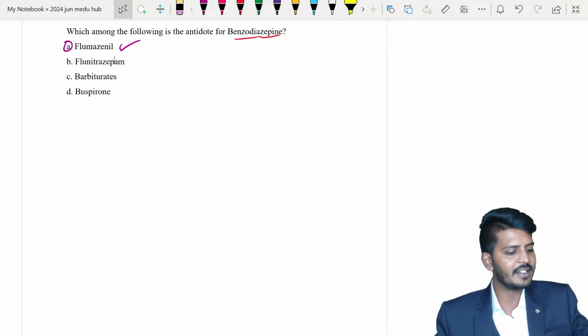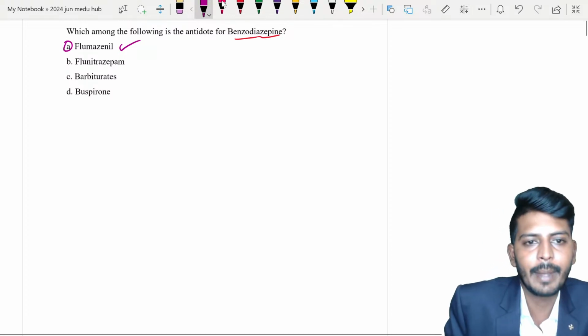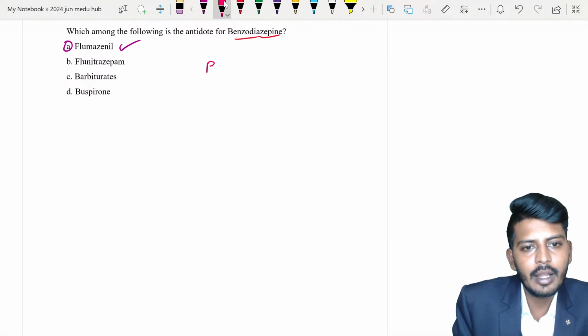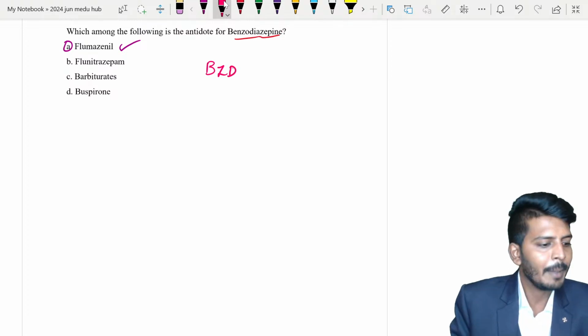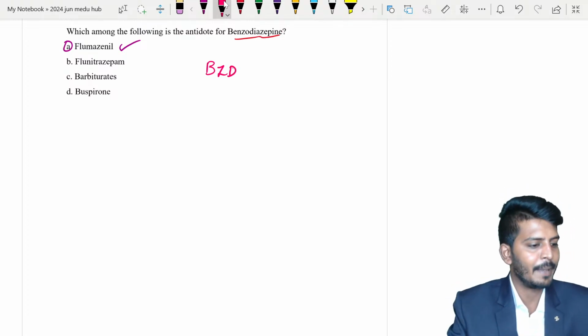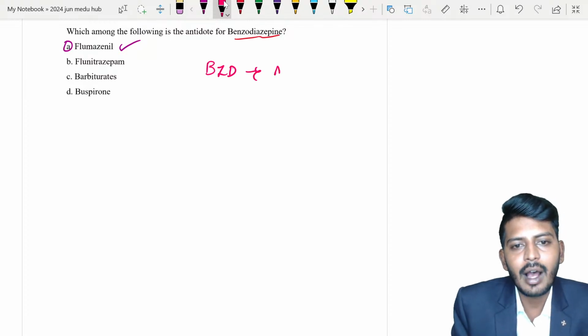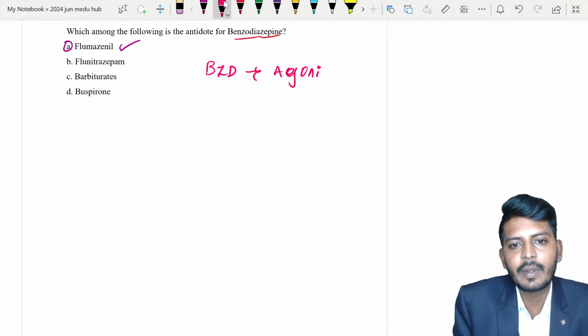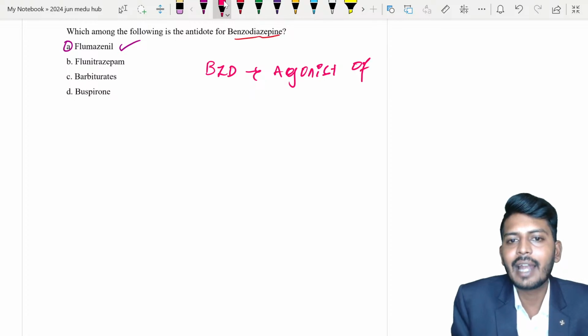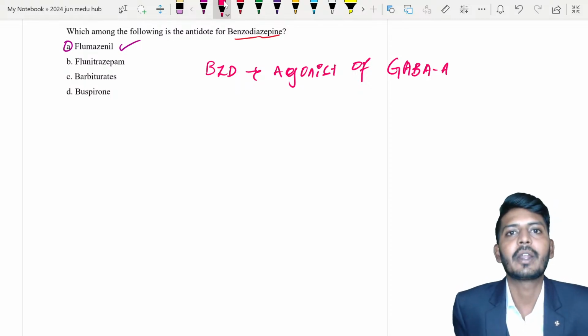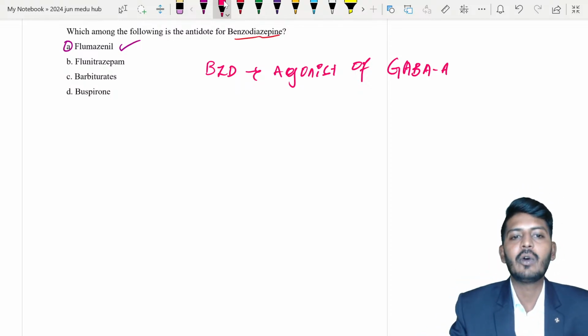Okay, so for benzodiazepine overdose, what all we need to remember. The first and most important: all the benzodiazepines, BZD, are agonists of which receptor? The GABA receptor, in particular the GABA A receptor subtype. They are agonists of the GABA A receptor.